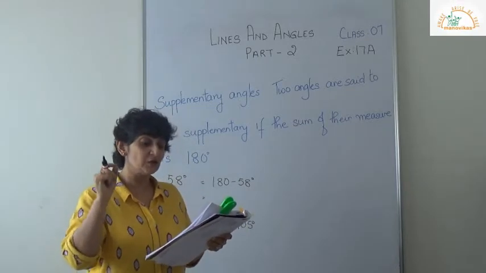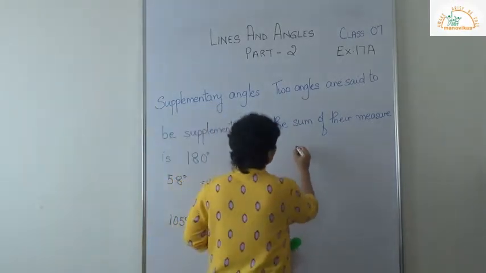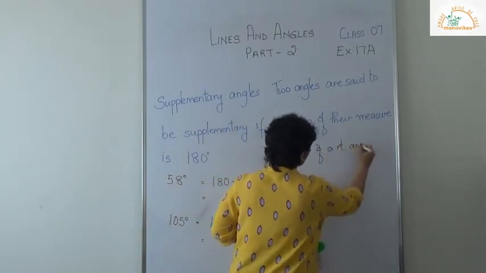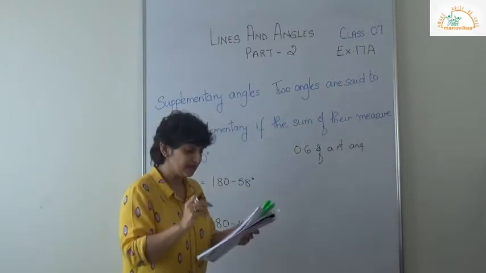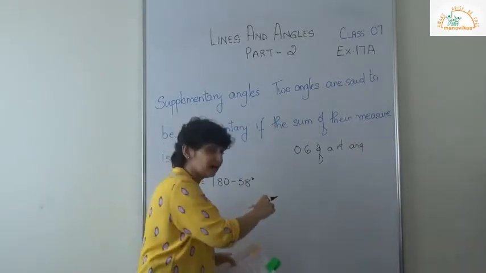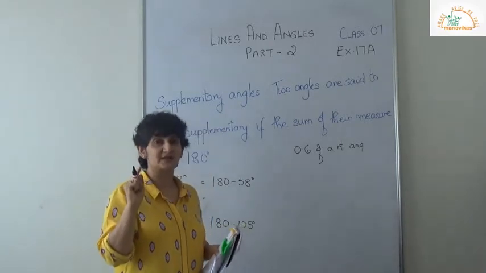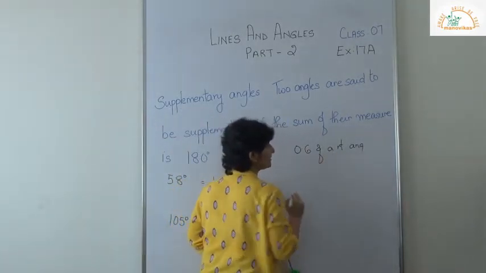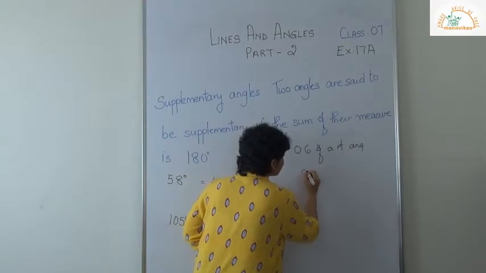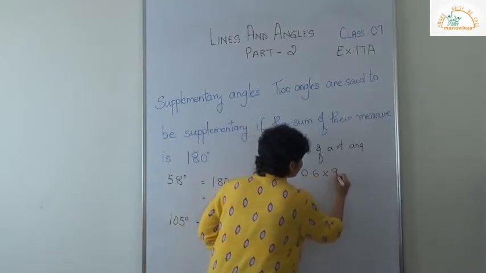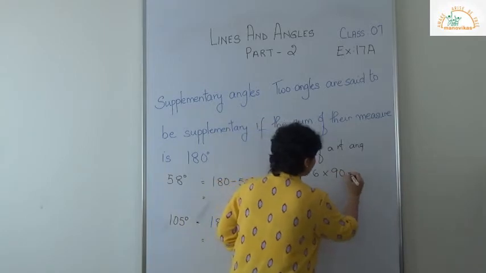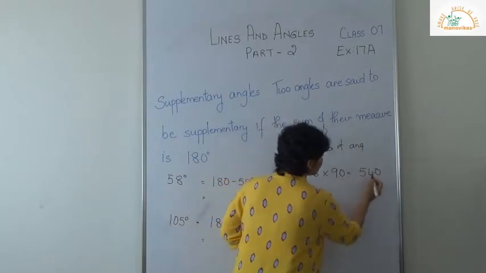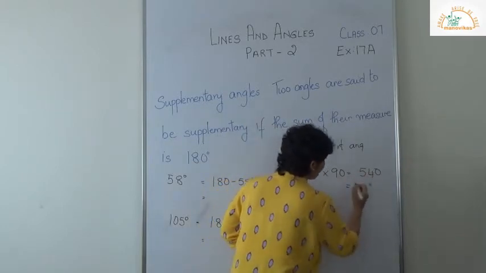Next, third one, 0.6 of a right angle. So what are you going to do, children? First, you need to find out this angle, and only then you will subtract it from 180 degrees. Now, what is the meaning of 0.6 of a right angle? It is going to be 0.6 of 90 degrees. So, let's find the angle. 6 9s are 54 and a 0. One place decimal. So, your angle is 54 degrees.